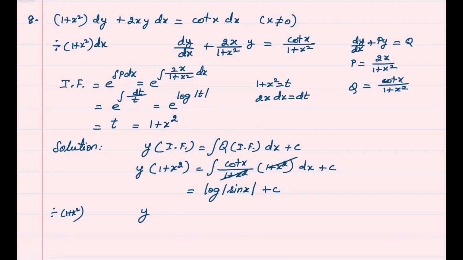We get y is equal to 1 plus x square whole raised to minus 1. We are dividing by 1 plus x square times log of absolute value of sin x plus c divided by 1 plus x square, which can be written as 1 plus x square whole raised to minus 1.